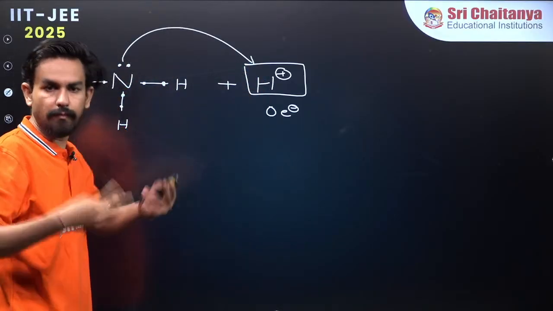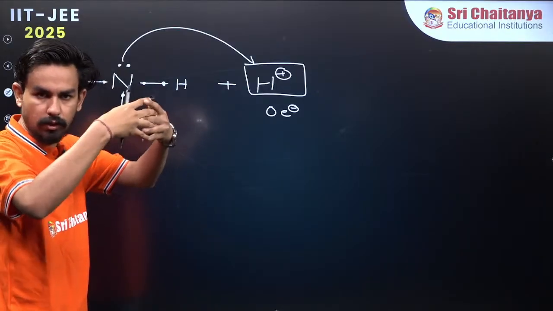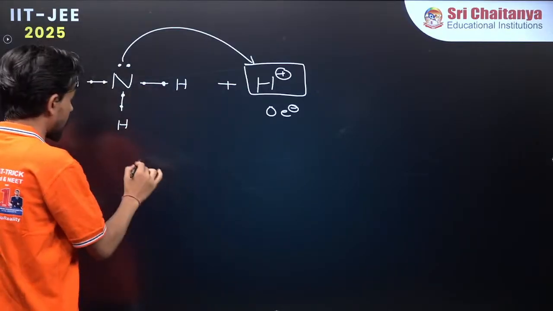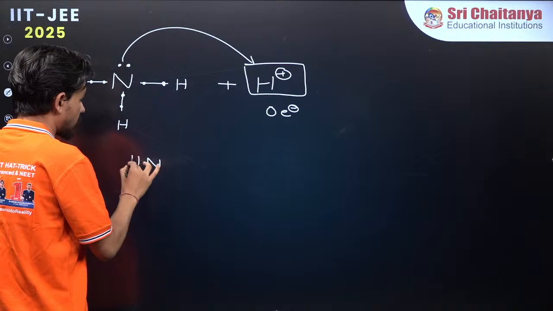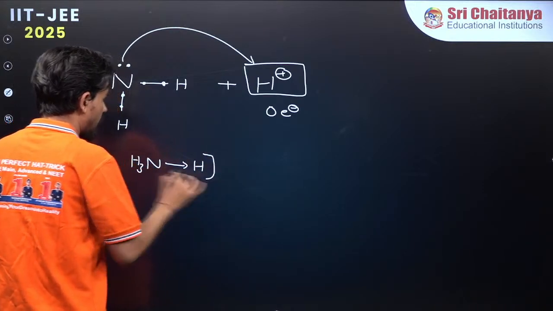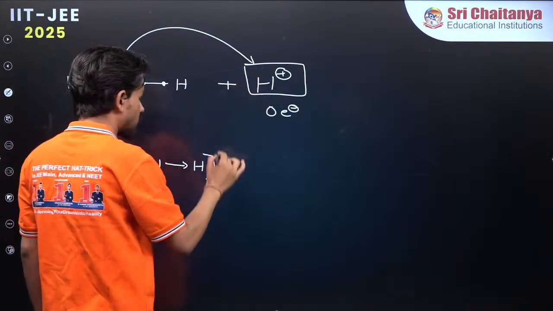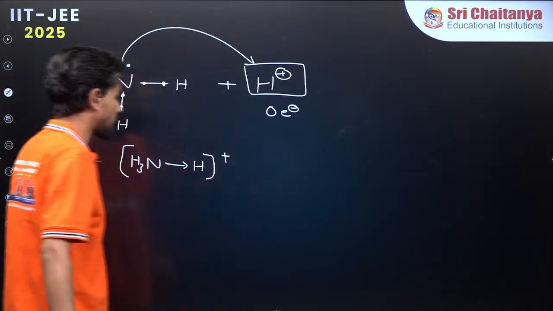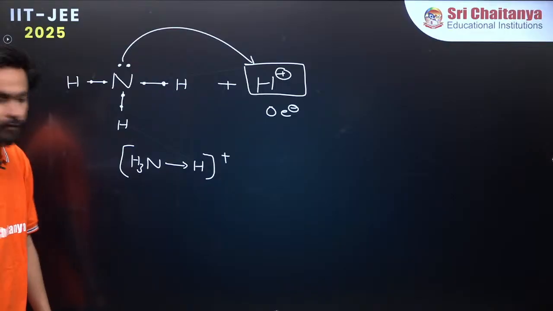Nitrogen shares with it the 2 of its electrons and forms a coordinate bond, and it is formed like this. See, NH3 and a coordinate bond to H. And because there is a plus charge on hydrogen, this plus charge will still be there on the molecule.